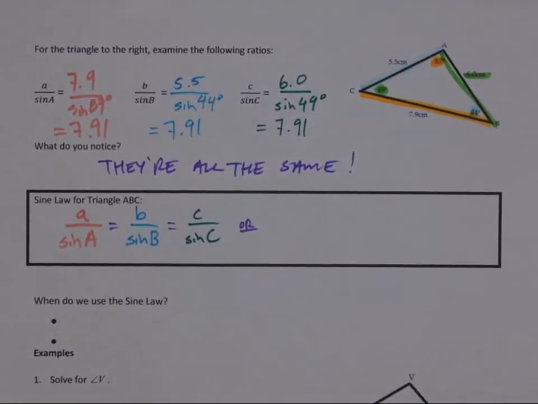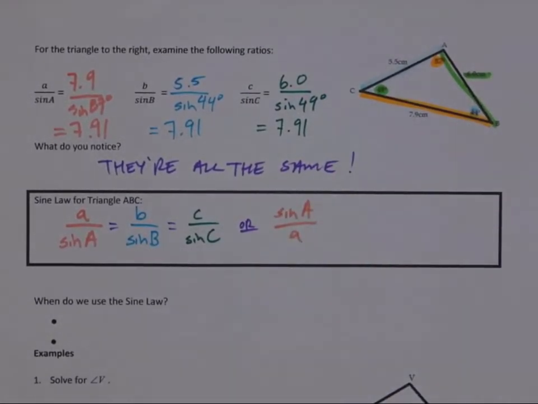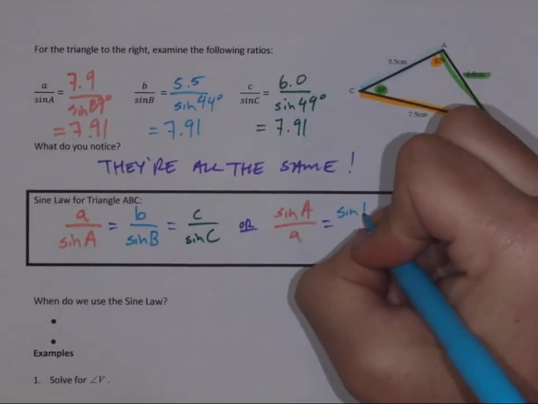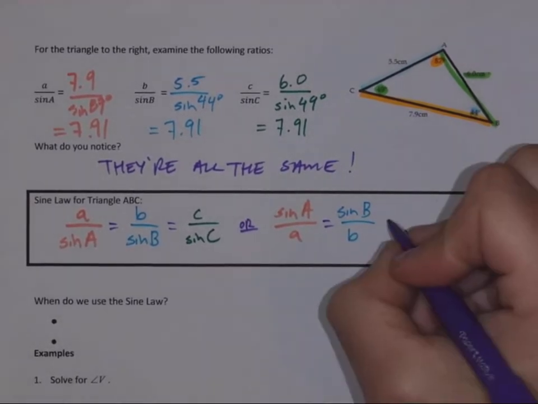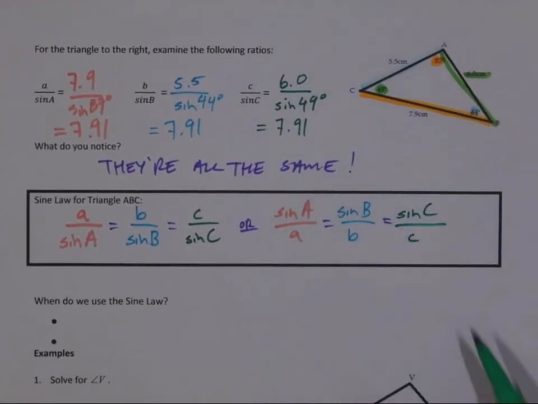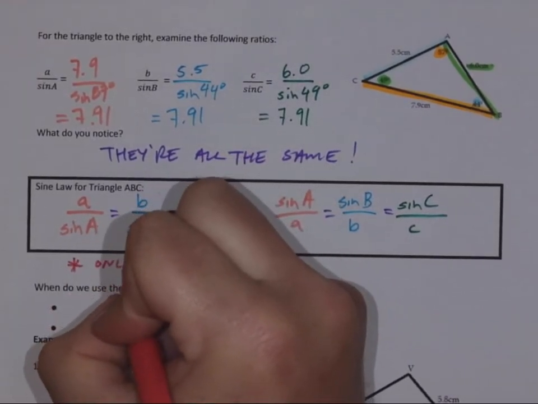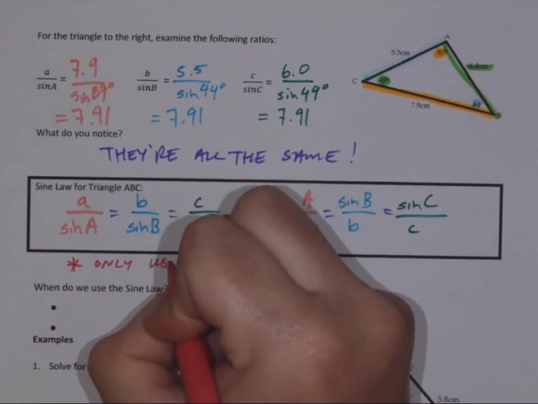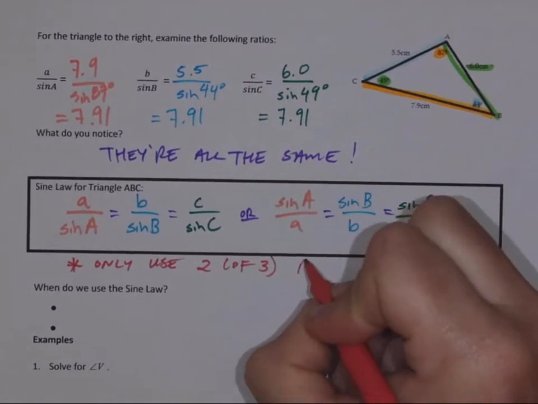So I could write it the other way around. Sine of angle A over the length of side A is going to be equal to sine of vertex B over the length of side B. And all of that is going to be equal to sine of vertex C over the length of side C. So just to remind ourselves, we are only going to use 2 of the 3 ratios at a time.